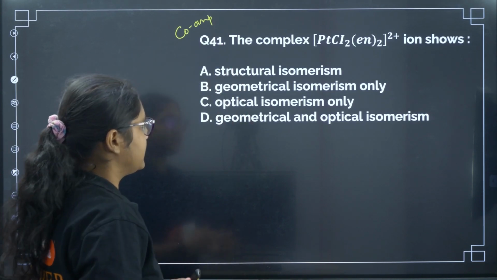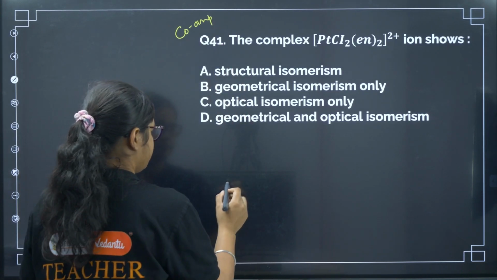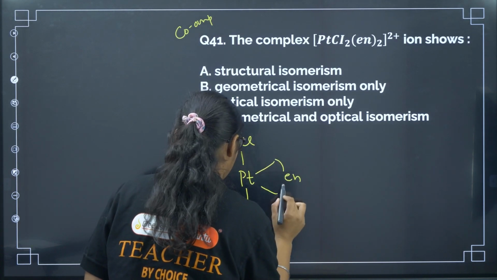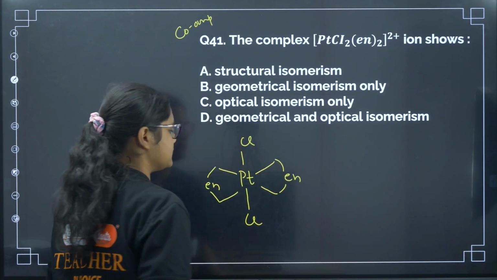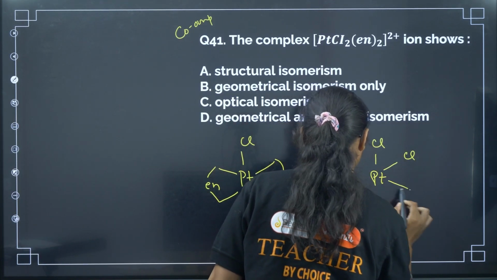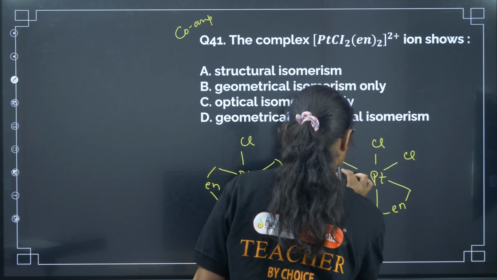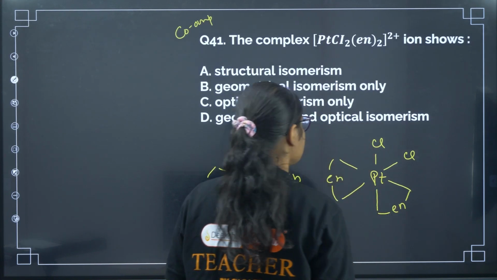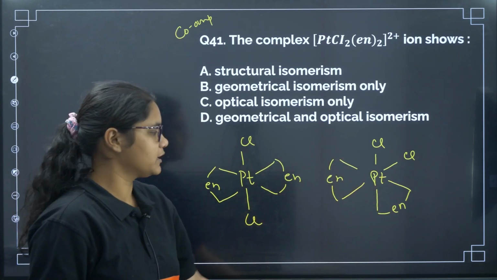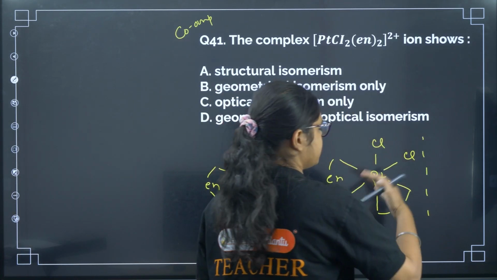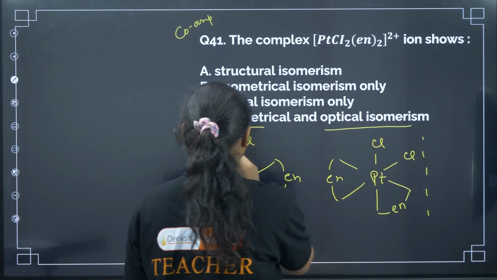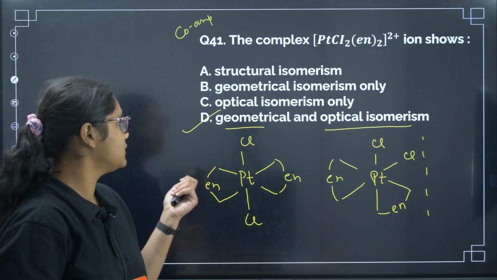The compound [PtCl2(en)2]2+ ion shows. So if you draw this one, we can have cis and trans. If I draw trans, this is the trans form, and if we draw the cis form, it will be like this, right? So first they are showing geometrical isomerism, and the cis form can also show optical isomerism. If you draw the mirror image, they will be non-superimposable. So this shows both geometrical and optical isomerism. So the correct answer is option number D.